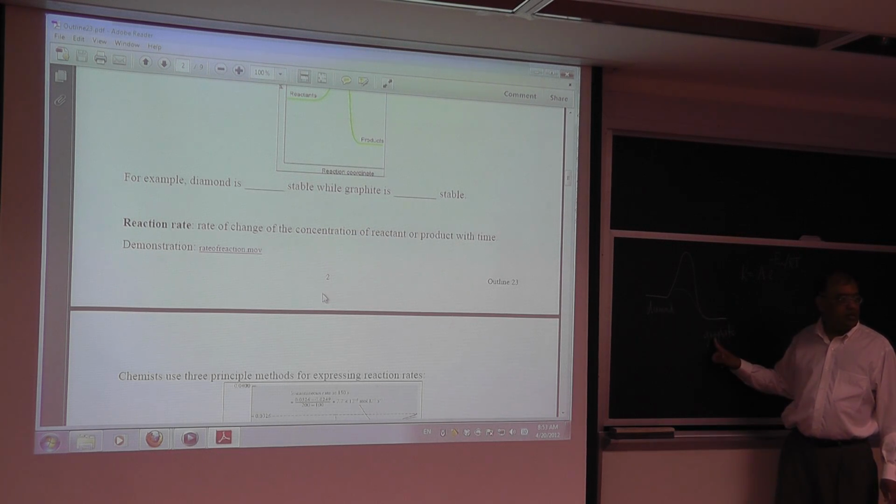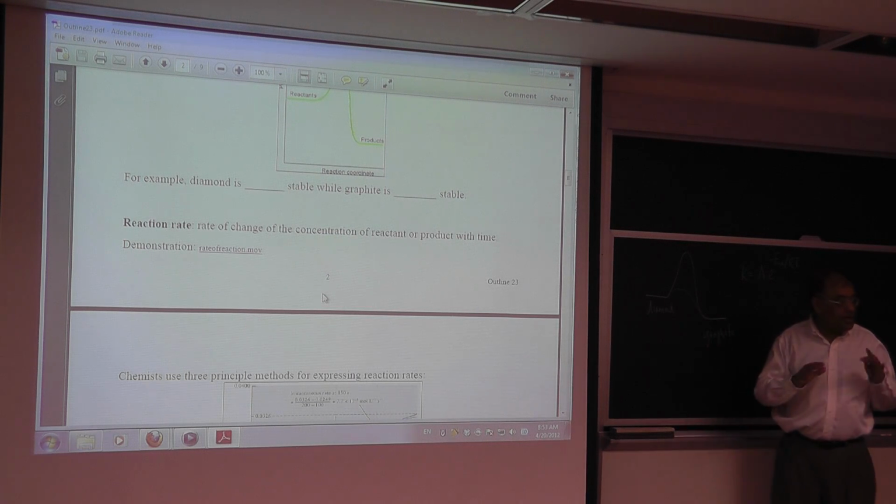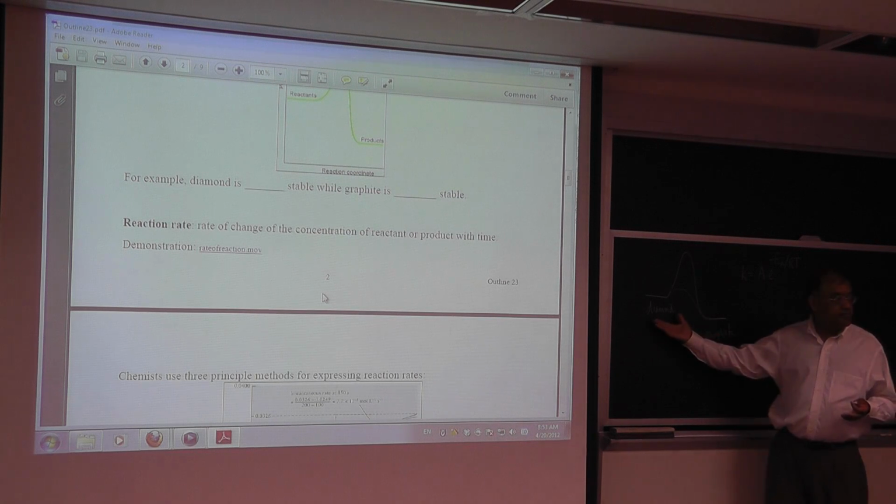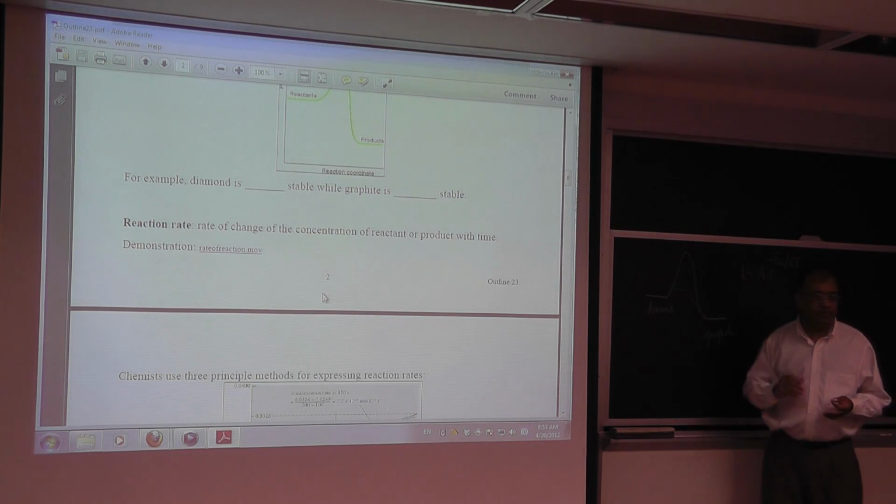Wait, how about graphite to diamond? I mean, that's not thermodynamically favorable. But you can change the conditions to convert graphite into diamond. Under normal conditions, that's not a spontaneous process. It doesn't mean that it won't happen at all. But at equilibrium, graphite is going to be favored compared to diamond. Okay?